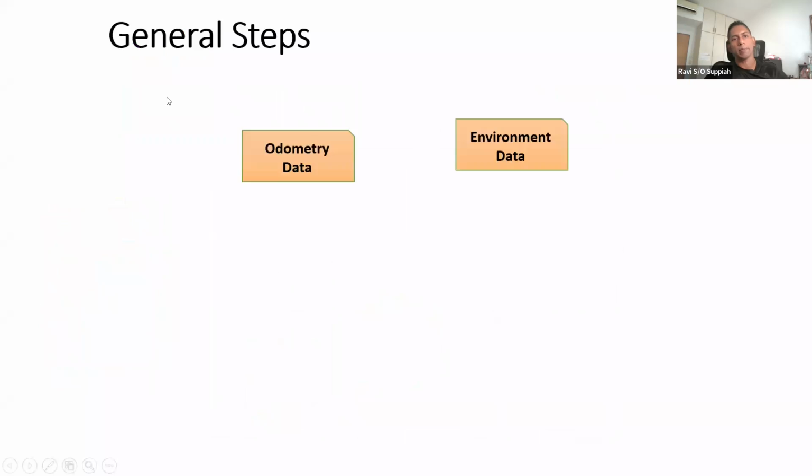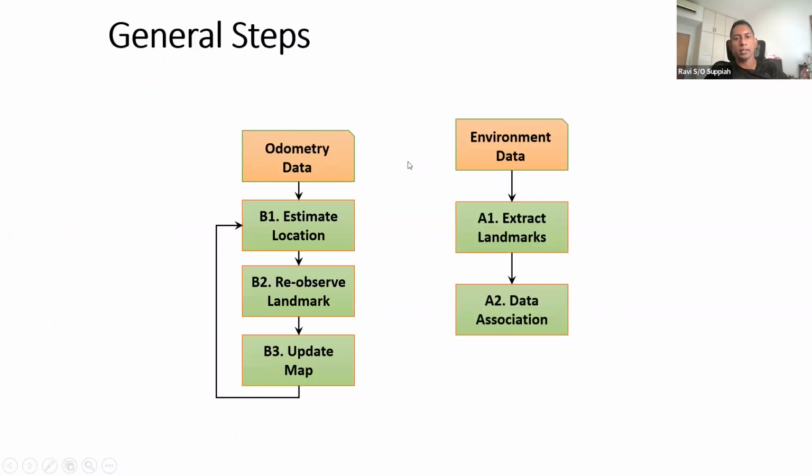So that is the SLAM. Generally, how we do SLAM is we have odometry data and environment data. Odometry data is basically the data from your wheel encoder. In our case, we're using the Hall effect sensor to keep track of how much your wheels have rotated, and the other is the environment data, which is from the LiDAR.